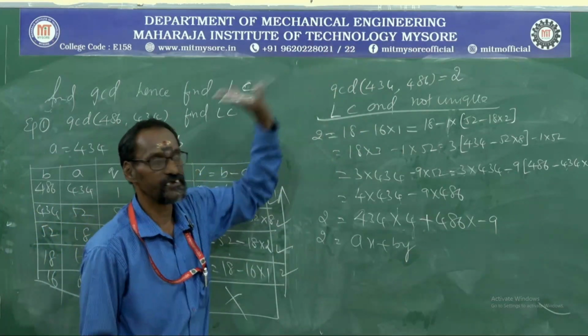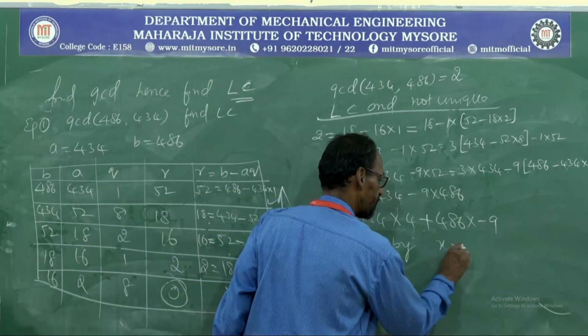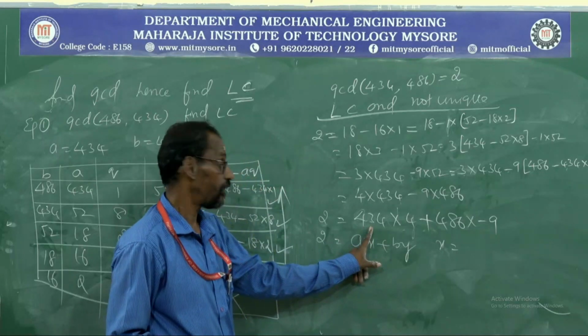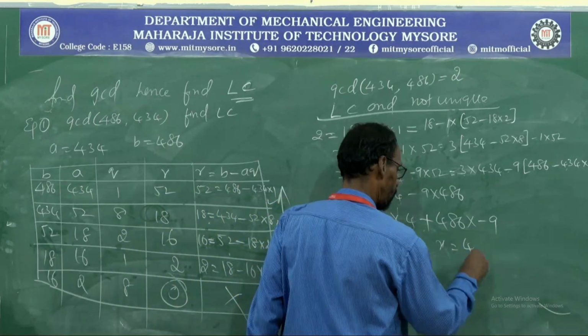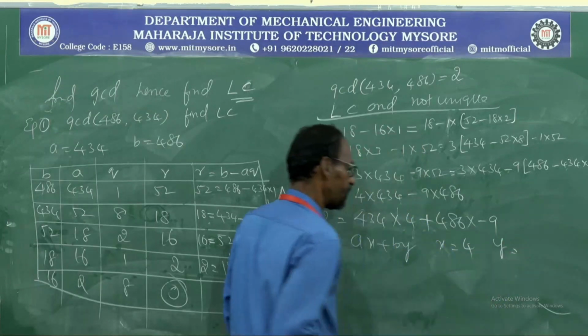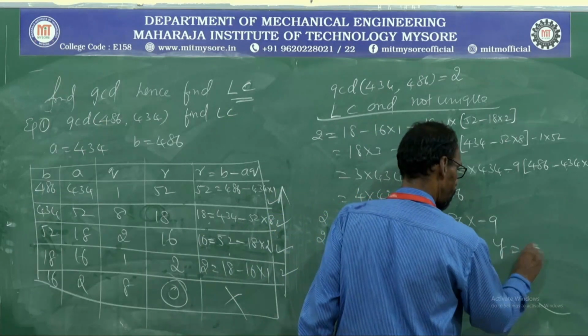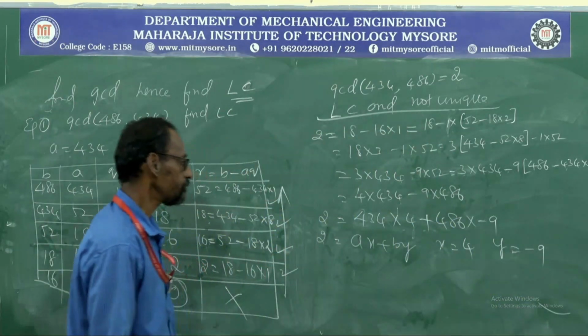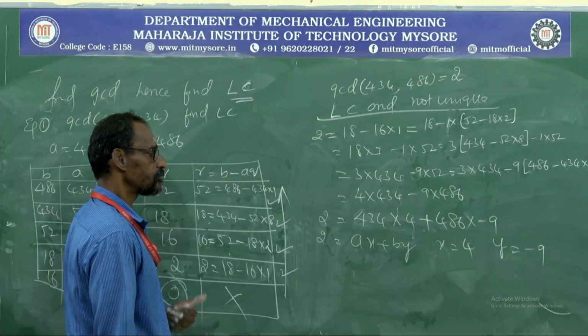G is evaluated as the GCD. Now what is x and y? Your x is the multiplier of a, that is 434. That is going to be 4. And y is the multiplier of b, that is 486. It is going to be minus 9. Now I got the linear combination.